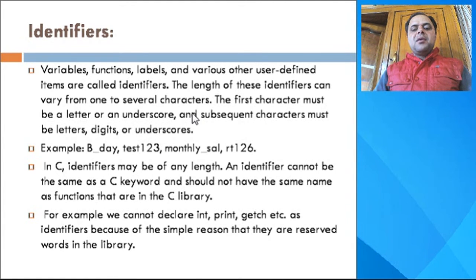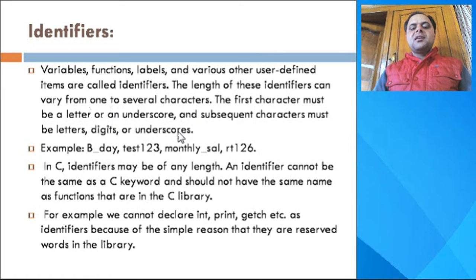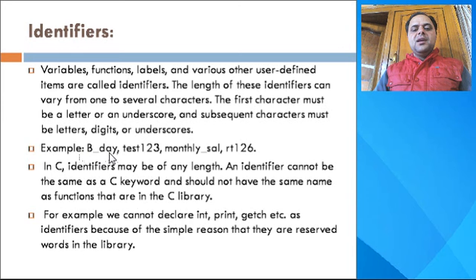So the first character of an identifier should be a letter or an underscore, and the other characters may be a letter, a digit, or an underscore. Examples: birthday, b_day, test123, monthly_salary, or rt126. These are some examples of identifiers. So in C, an identifier may be of any length.